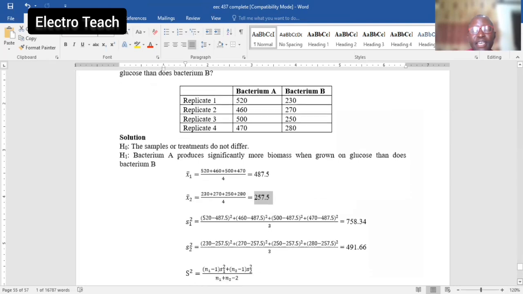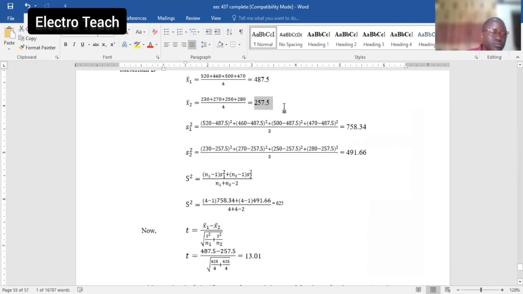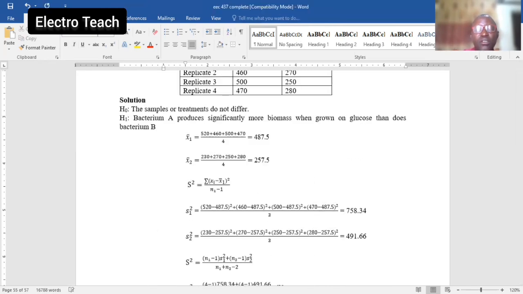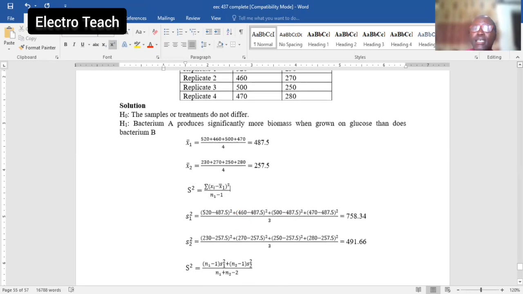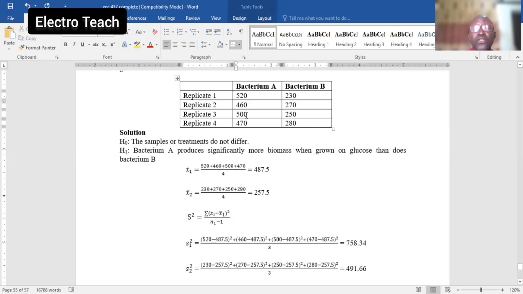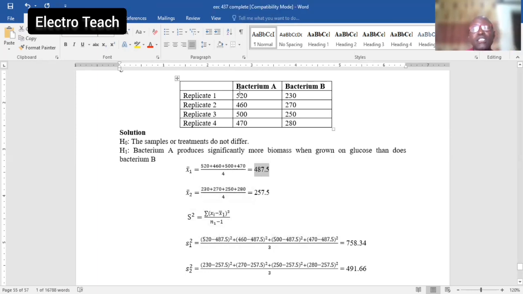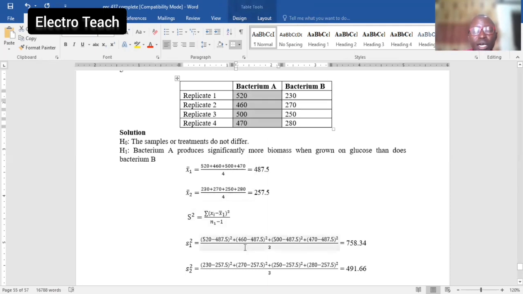Then we calculate the variance of each set. The variance is calculated here. To actually see what is being done, I put the formula down here. Here is the formula. Variance s squared equals summation of (xi minus x1 bar), all brackets squared, divided by n1 minus 1. That's what we have here. So xi represents each data set value, like 520, 460, 500, and 470. And they are here. And x1 bar is equal to this. So we substitute all that for all the values of this data. So when we carry out that s1 squared, we obtain 758.34.